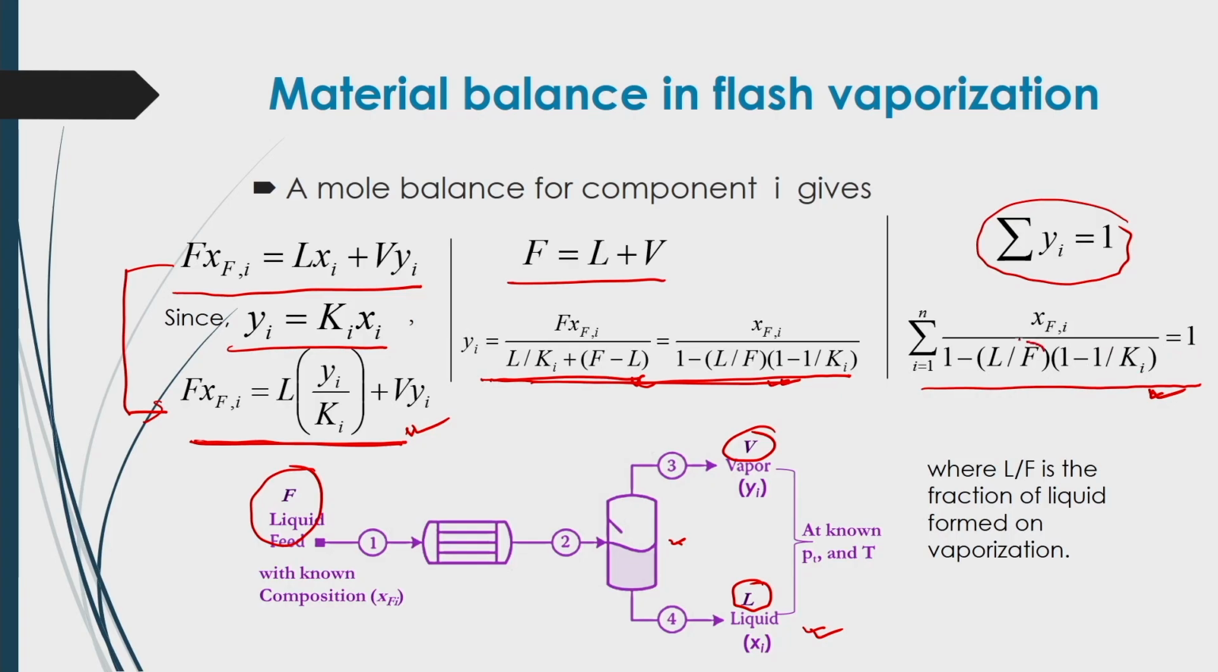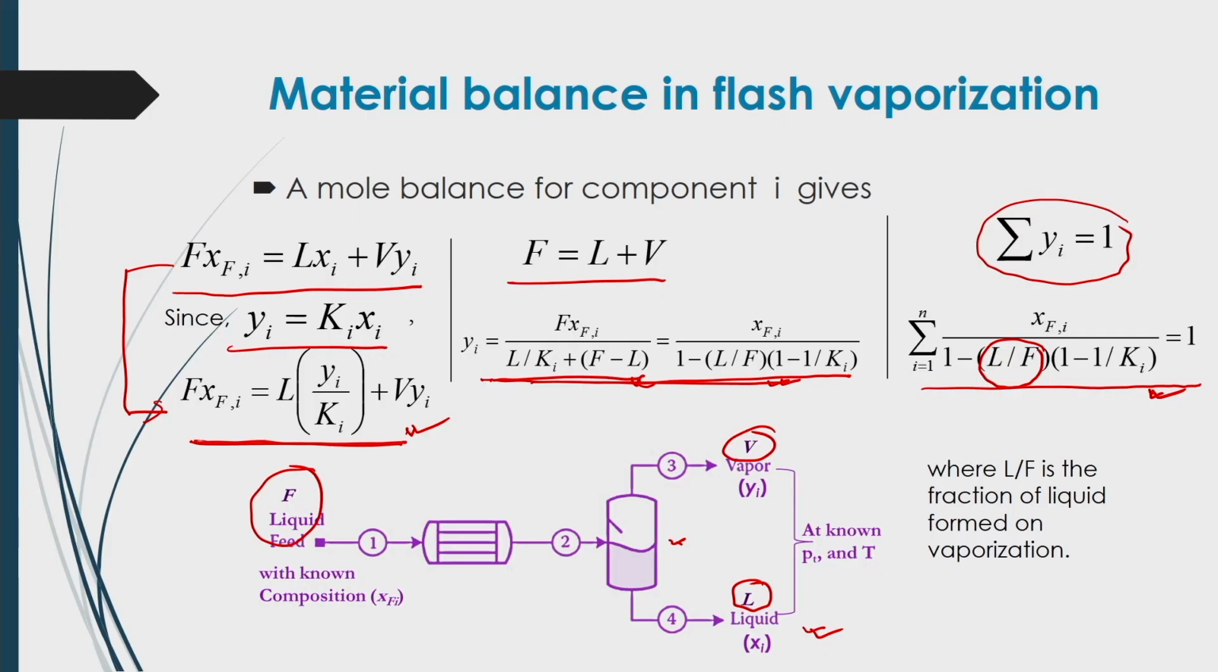So here L by F is unknown to you. What will be the amount of liquid and what will be the amount of F is not known to you. But if you know the vapor composition, then you can calculate what will be the F and L, or what will be the L by F, also you can calculate from the material balance. Or if F is given to you, what should be the V and L, that also you can calculate.